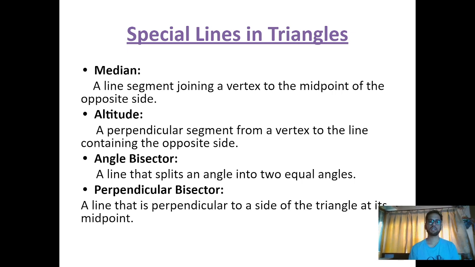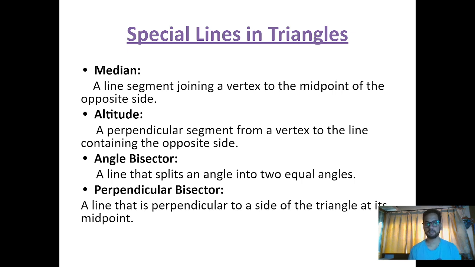Now we will come to our next heading, that is special lines in triangles. There are various types of special lines in triangle. If we say median, it is a line segment that joins vertex to the midpoint of the opposite side. If we say altitude, the perpendicular segment from a vertex to the line containing the opposite side. This is a perpendicular segment.